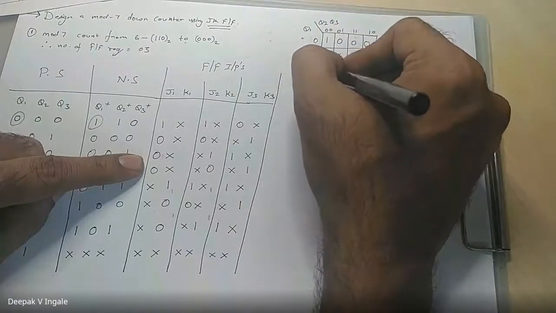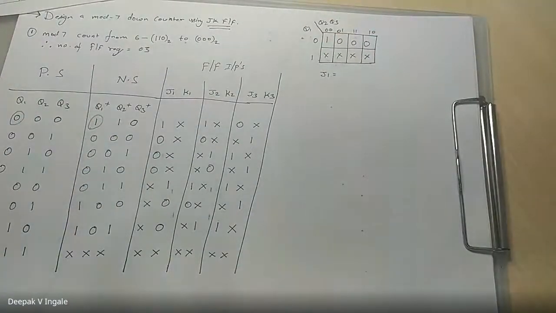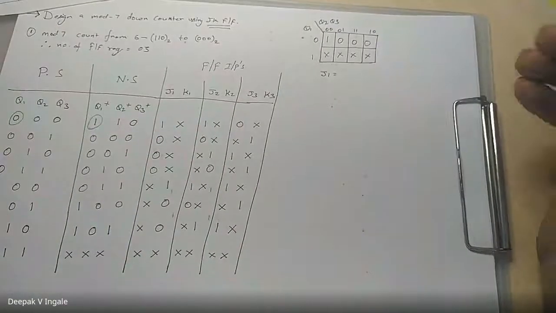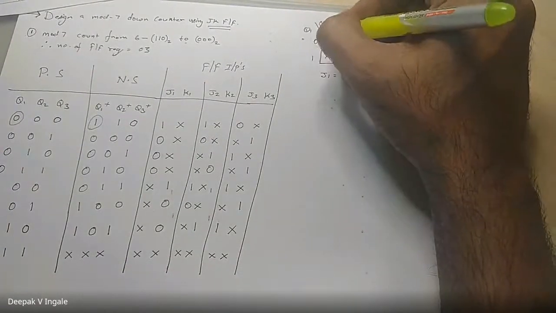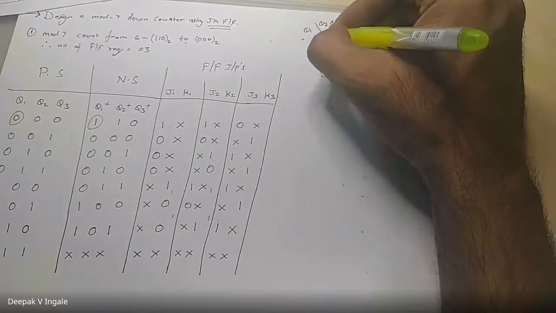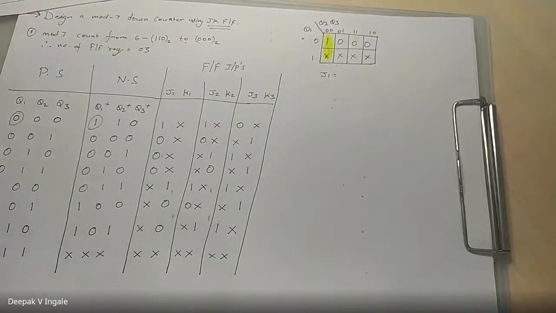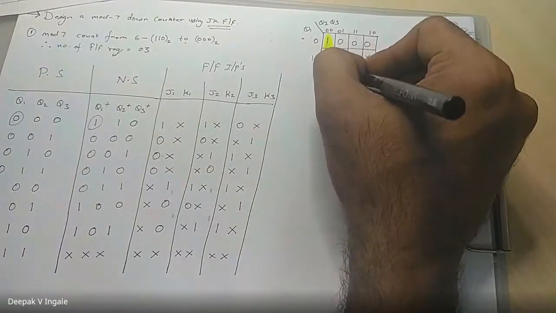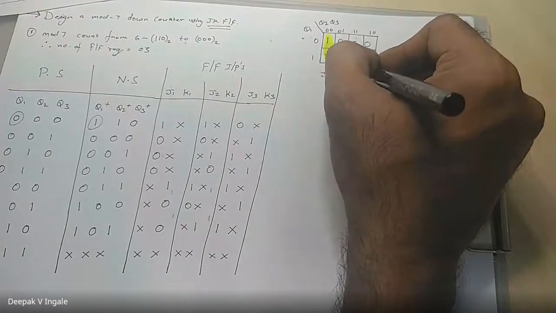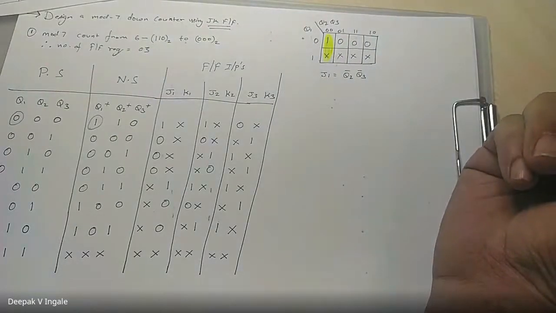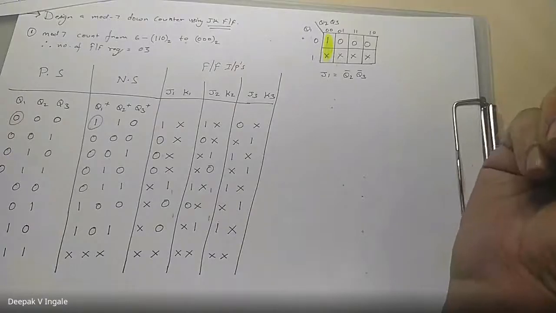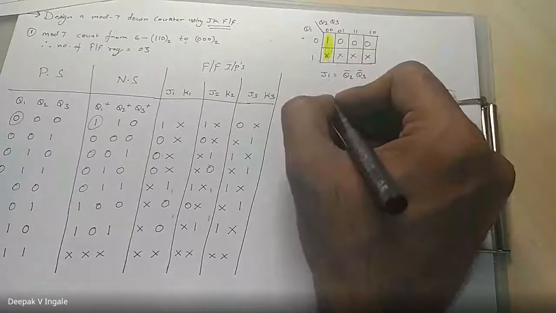This is for J1, right? So grouping J1, you can group this into one pair. So what do you get? J1 is equal to Q2 bar into Q3 bar. Understood? Yes, sir. Now, can you please write the K-maps for the others also?